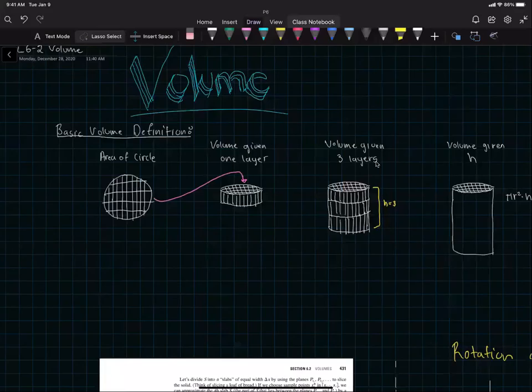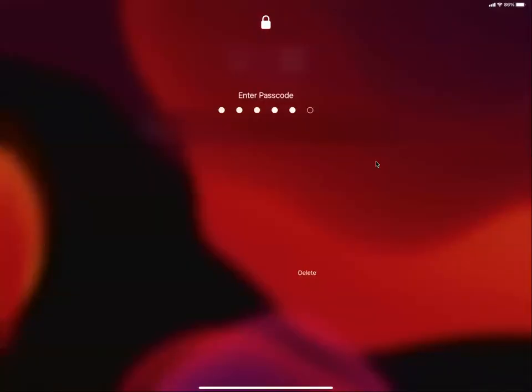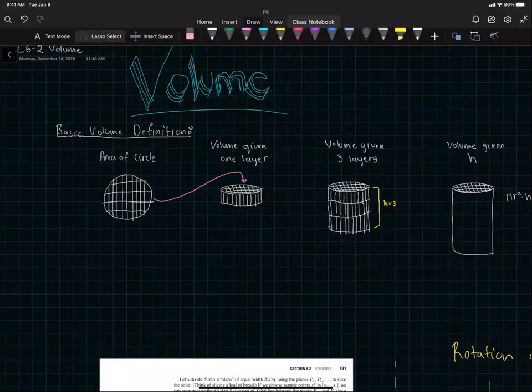So today we're going to be talking about basic volume and then expand it into something a little bit more calculus related. So here we have first the area of a circle. We know that the area of a circle is pi r squared, right? And basically the area tells you how many squares are on the circle. In this case, it happens to be, let's just make a guess. I'm going to say that there's 30 squares.